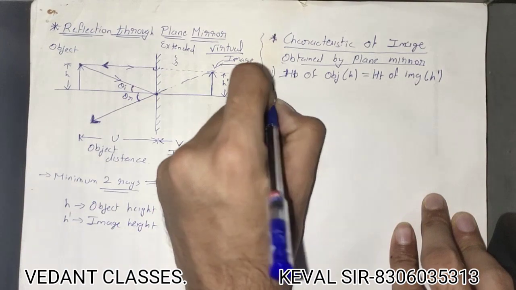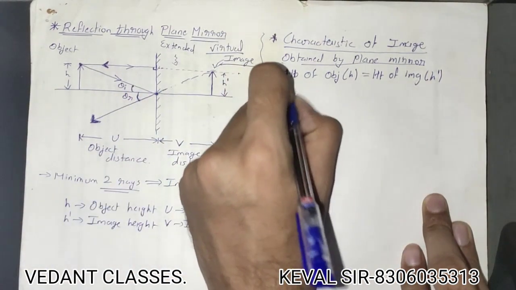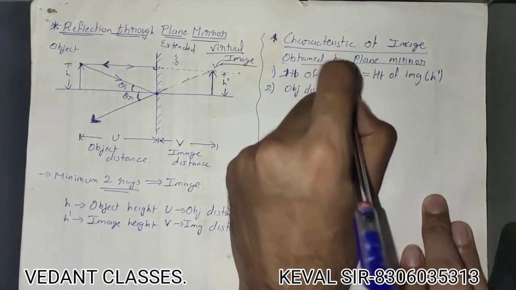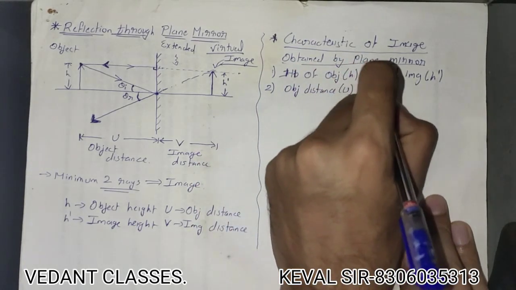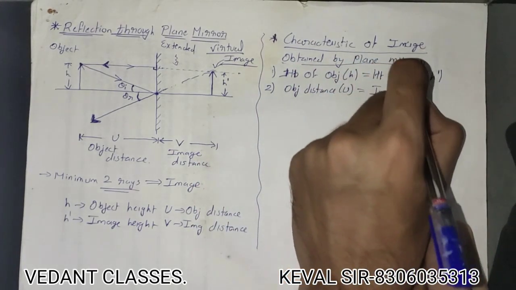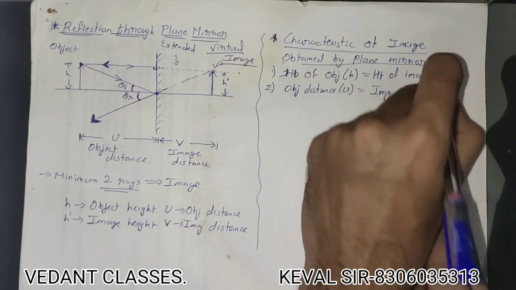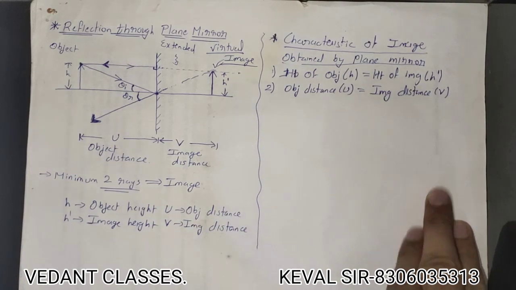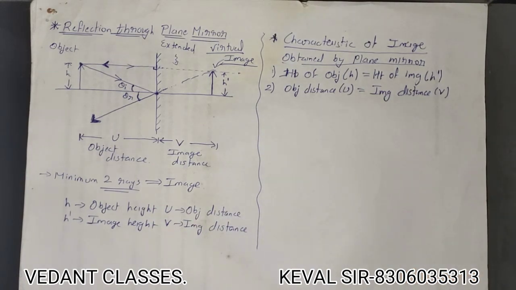Then secondly, object distance, that is u, will be equal to image distance, that will be equal to v. Okay, if you are standing 3 tiles in front of the plane mirror, then your image will also be 3 tiles behind, inside the plane mirror. Okay, so the object distance will always be equal to the image distance.